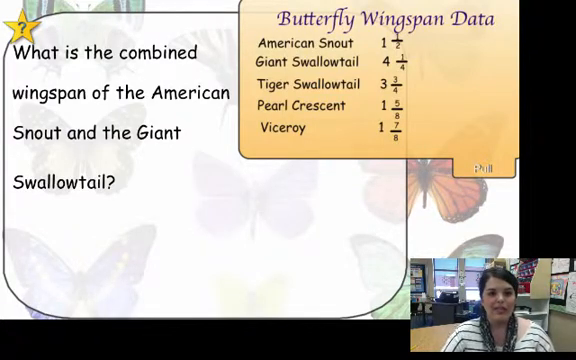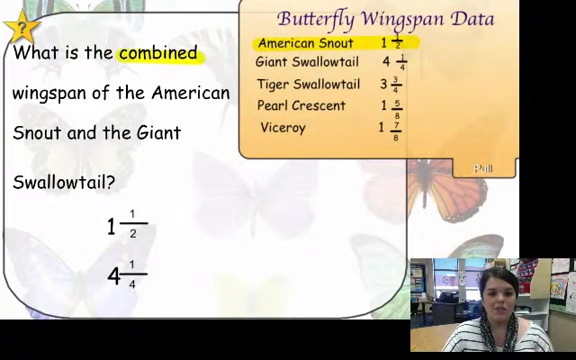What is the combined wingspan of the American snout and the giant swallowtail? Let's look at a few of those important key words here. This time they're saying combined wingspan. Well, combined is one of those words that's going to tell me I'm adding things together. So I look at my data, I'm going to find the wingspan of the American snout, which is 1.5. And then I need to find the wingspan of the giant swallowtail. And if I look at my data, that should be 4 1/4.